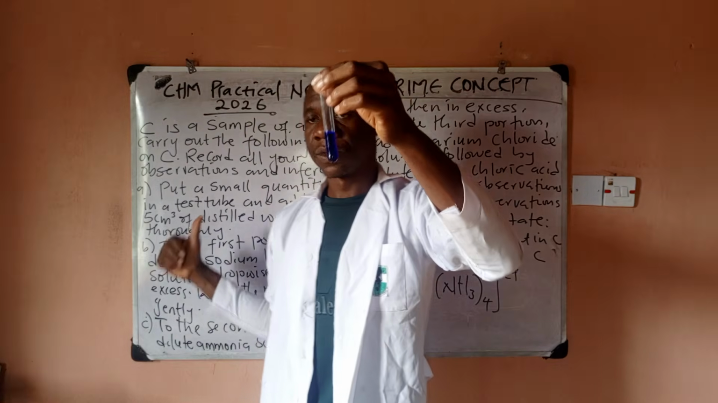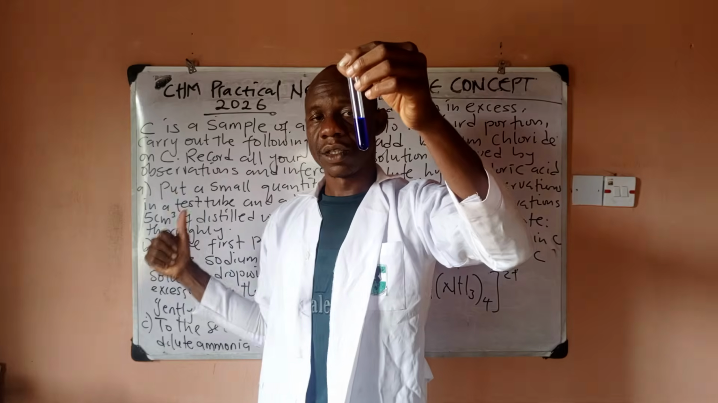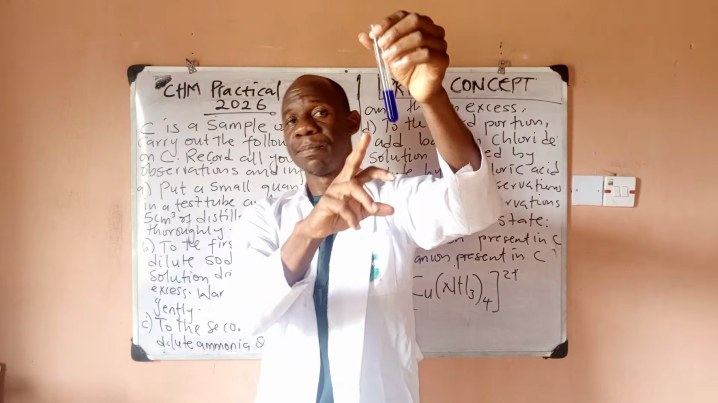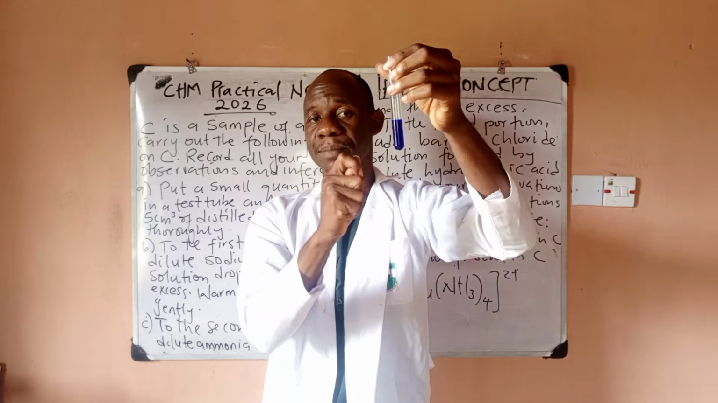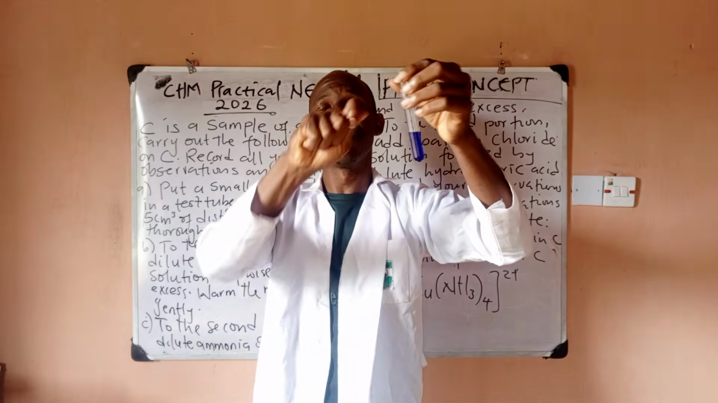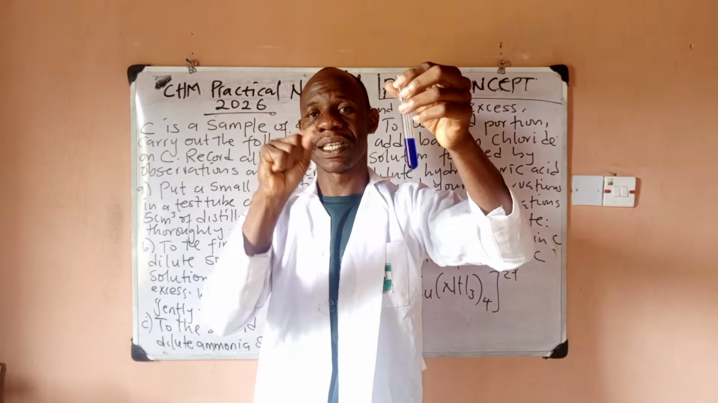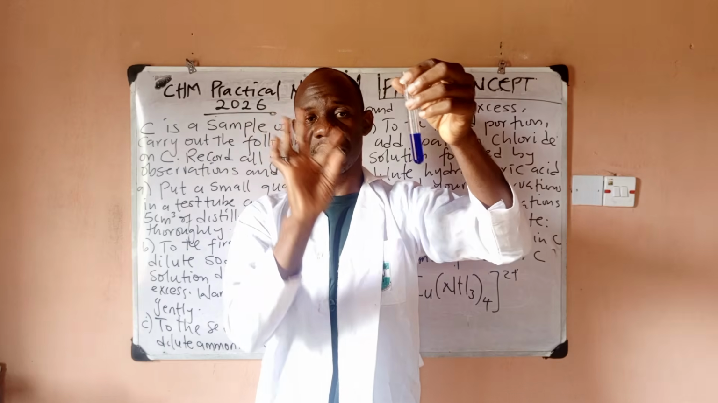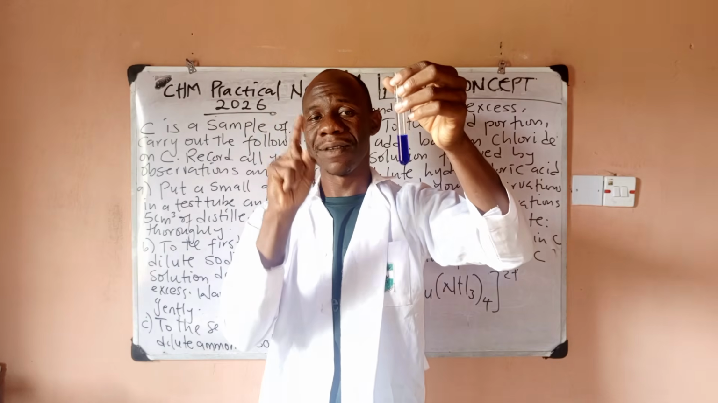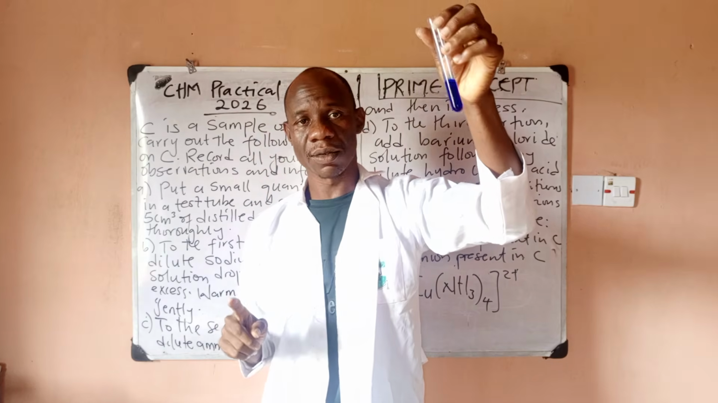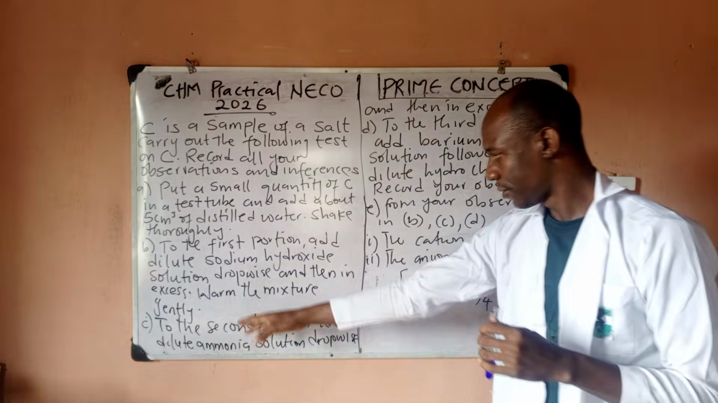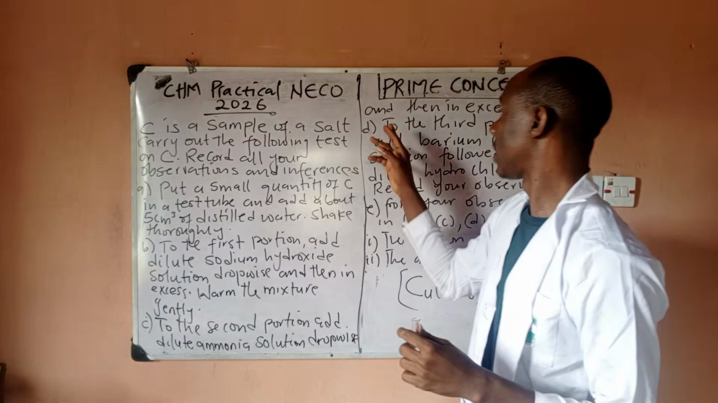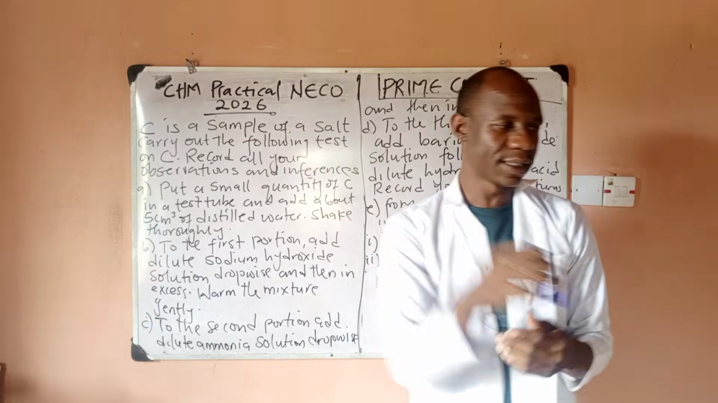So what is your observation? Your observation is that when you added ammonia dropwise, it formed a light blue solution. And when you added ammonia in excess, the solution became what? Deep blue. Of course, the sample was soluble. It gave a deep blue solution, right? Yes, in excess. So that is for the third step. Now let's look at the fourth step. Let me discard this very quickly.